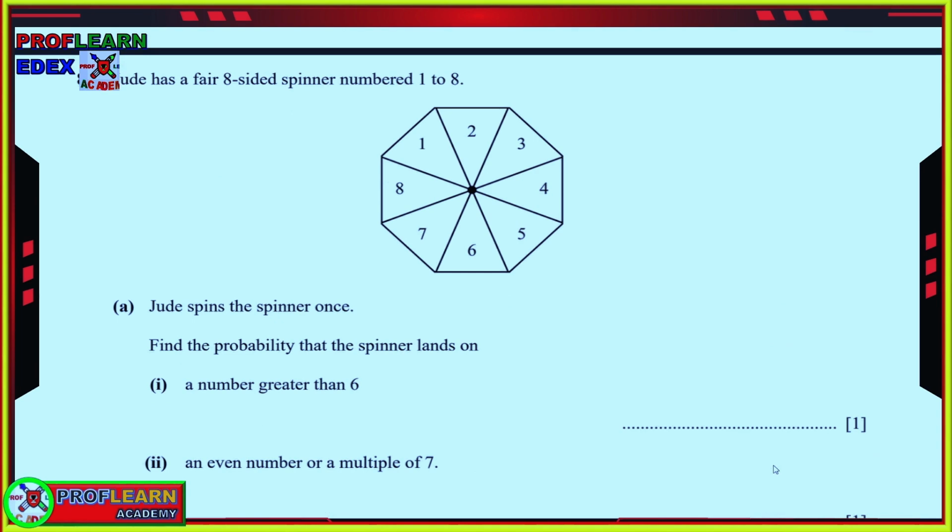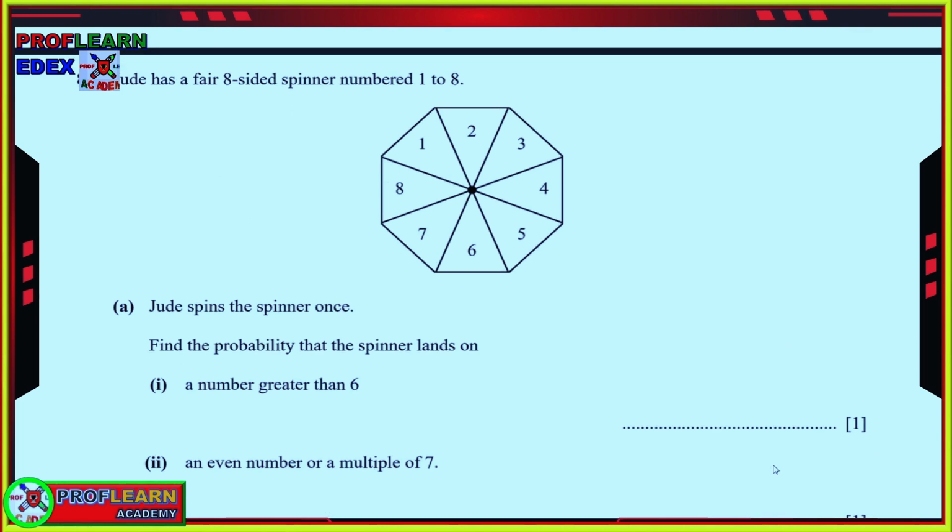You need to know how to find probability from a spinner, and different basic probability concepts that will not require you to use a calculator. This is an area that is going to be tested in this exam, Paper 2 of 2025. We are told that Jude spins a spinner once. What is the probability that the spinner lands on a number that is greater than 6?